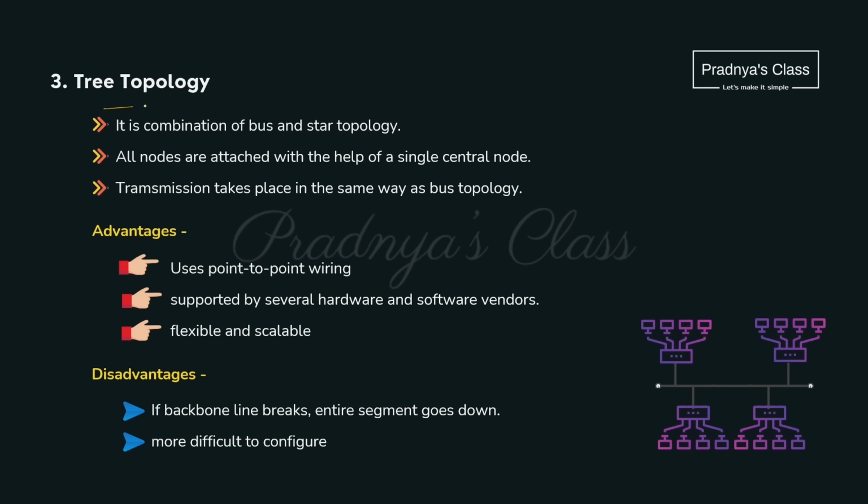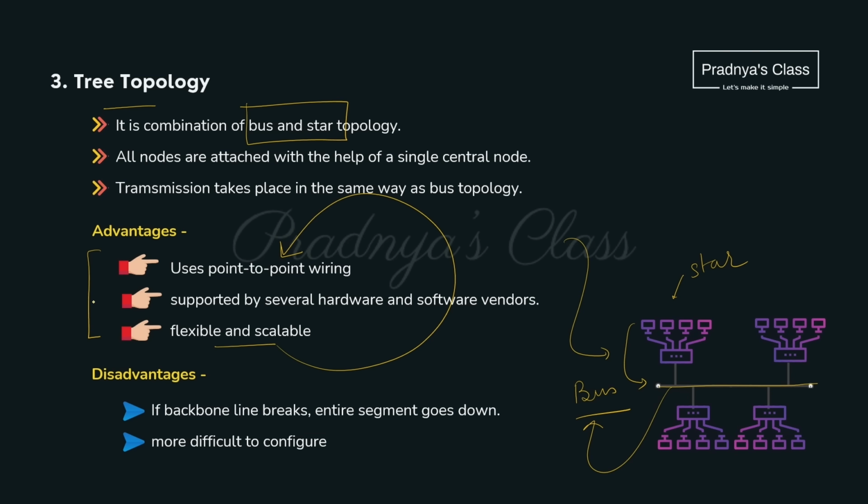Proceeding to the third topology, that is tree. It is a combination of bus and star. Look at the diagram. This is star topology and here it is bus topology. Here we have a single transmission line. That's why the transmission will take place as in a bus topology. Read the advantages. It is flexible and scalable and uses point-to-point wiring. Then what are the disadvantages? If the central line breaks, the entire network will shut down. And this type of topology is difficult to configure.